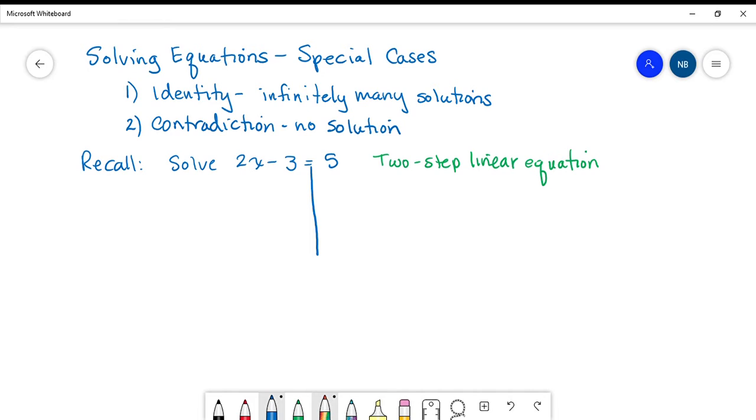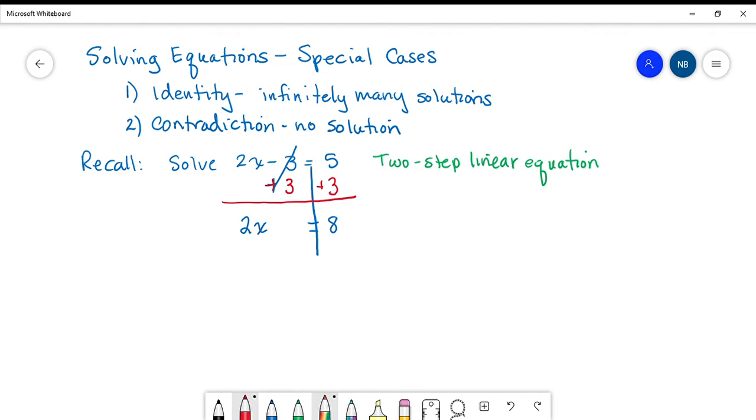2x minus 3 equals 5 is a two-step linear equation. I draw a line at the equal sign, and now I'm going to make a 0 where the 3 is by adding 3 to both sides. Remember, we have one rule: do the same thing to both sides when solving. 5 plus 3 is 8.